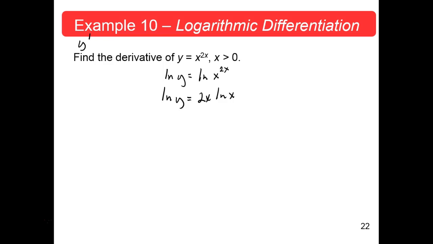Now we've got things somewhat manageable. What do you think we need to do now? What's the question asking us to do? Take a derivative. Before that, we didn't have a rule to handle that. Now that we've done this, we can take a derivative of both sides. What is the derivative of the left-hand side? Anyone remember that one?